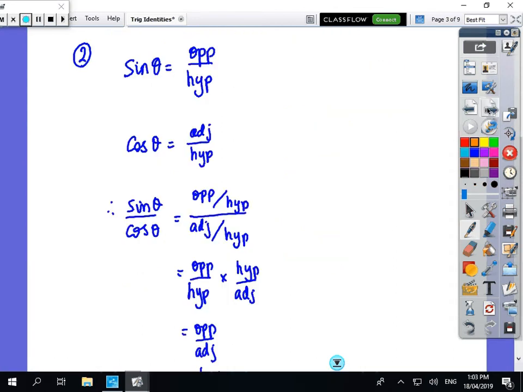Okay, look at the next one. The next thing we're trying to prove is that sine over cos equals tan. That's what we're trying to prove.